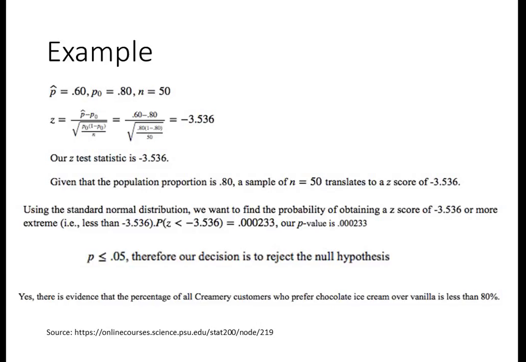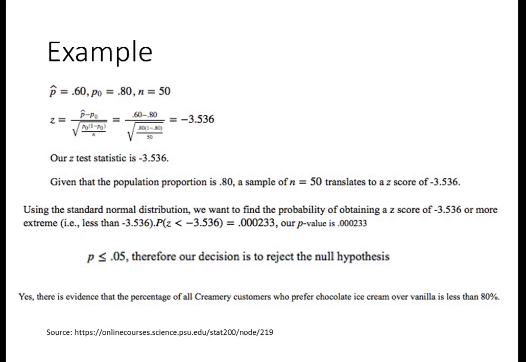We just substitute what we observe into the formula, and we get our z-statistic. The z-statistic is -3.536. Given that the population proportion is 80%, a sample of 50 people and their preferences has been translated into this z-score of -3.5.